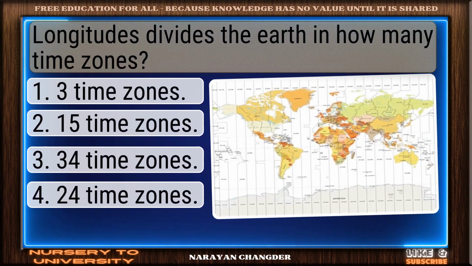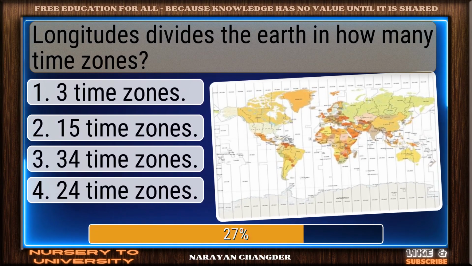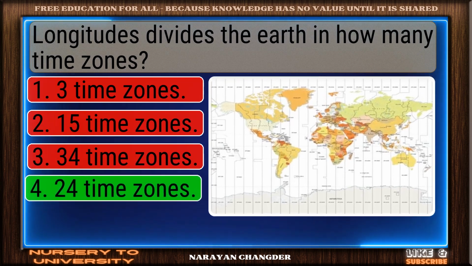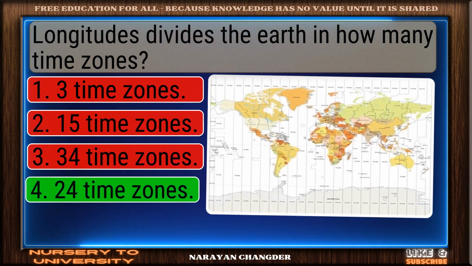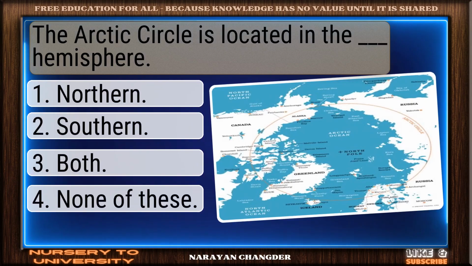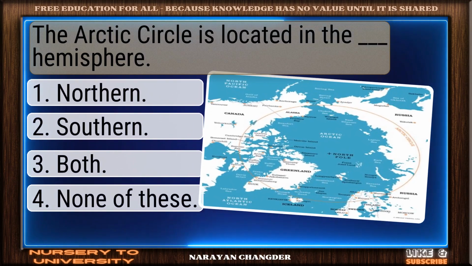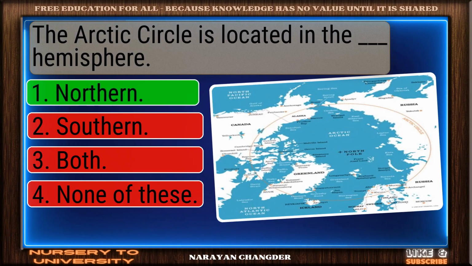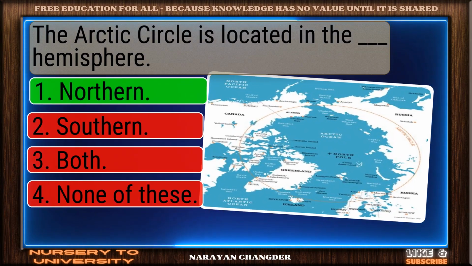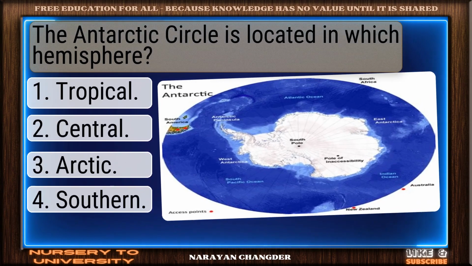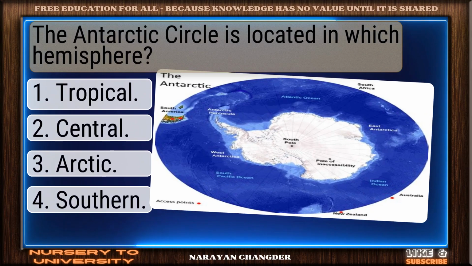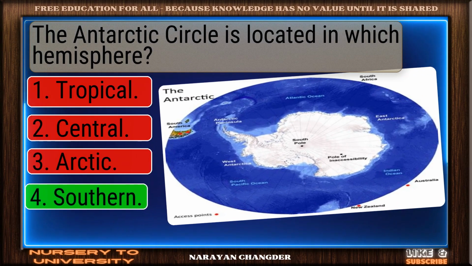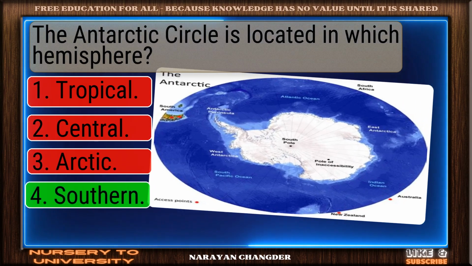Longitudes divide the Earth in how many time zones? Good thinking. 24 time zones is the right answer. The Arctic Circle is located in the dash hemisphere. Smart pick. Northern is the correct choice. The Antarctic Circle is located in which hemisphere? Good thinking. Southern is the right answer.